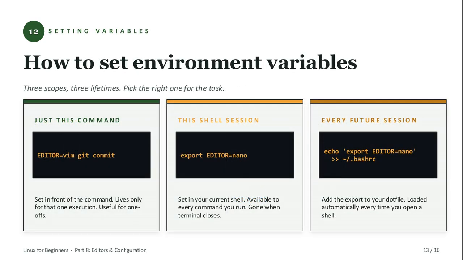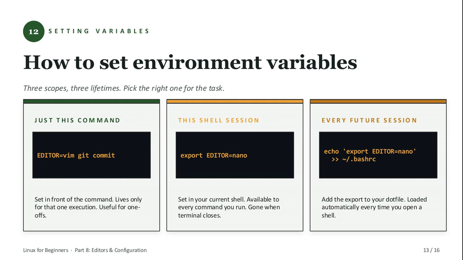Now, setting those variables comes in three flavors, each with a different lifetime. Put EDITOR=vim right in front of git commit, and it only applies to that single command. Perfect for one-offs. Use export EDITOR=nano on its own, and it sticks around for the rest of your shell session, vanishing when you close the terminal. And if you want it to follow you everywhere, append that export line to your .bashrc, and every new shell will load it automatically.